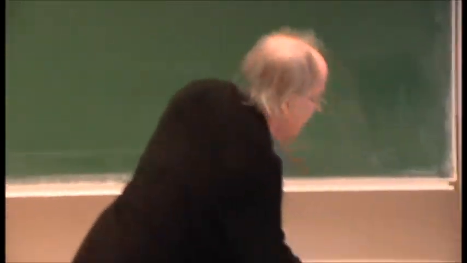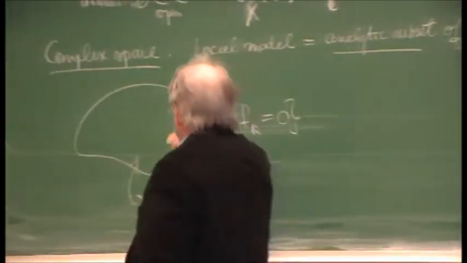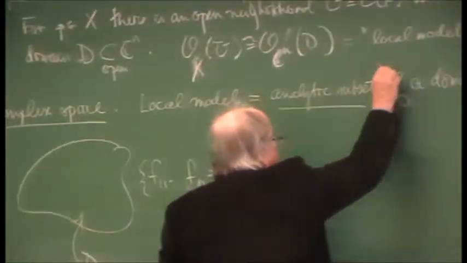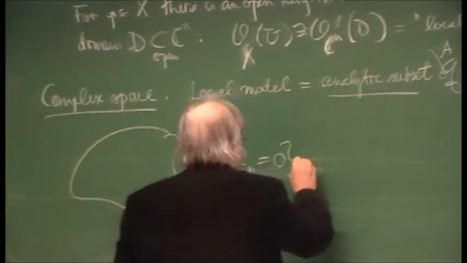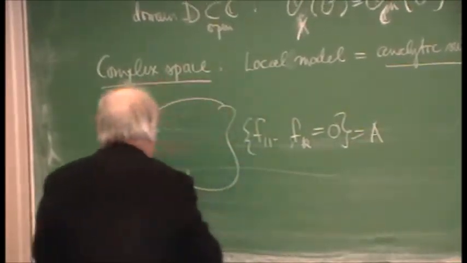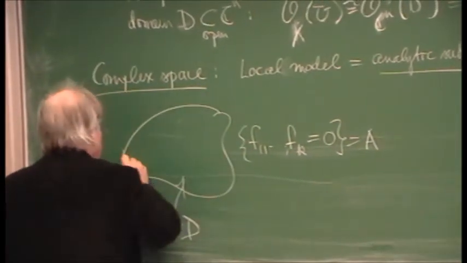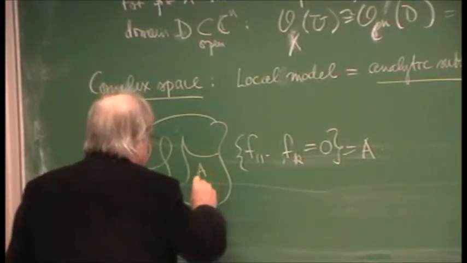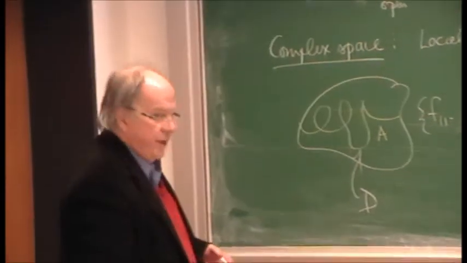So this analytic subset is in here some set. Oh, this morning I called this, let's call this A. I'm not finished with the definition, so this is A. And this analytic subset, some funny singular subset, is in here. And that should be the local model.